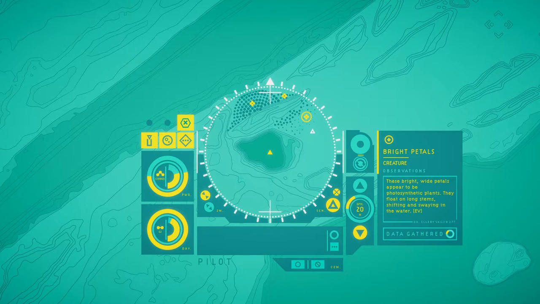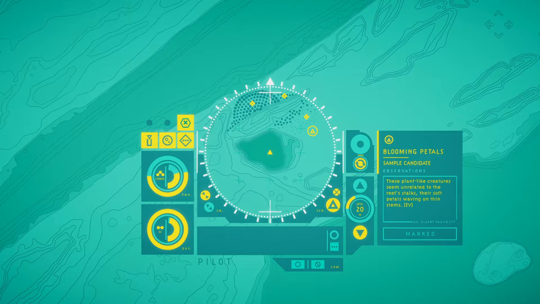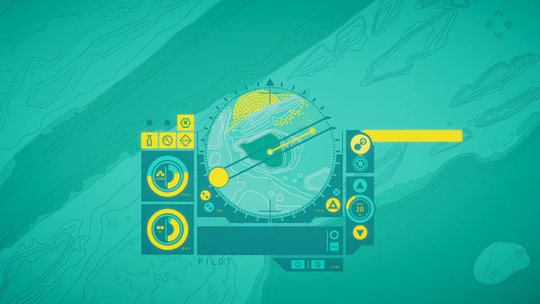These bright white petals appear to be photosynthetic plants. They float on long stems, shifting and swaying in the water. These are beautiful plants, single petals shifting in the sunlight. Let's start looking at data on them. These plant-like creatures seem unrelated to the leaf stalks, their soft petals waving on thin stems.